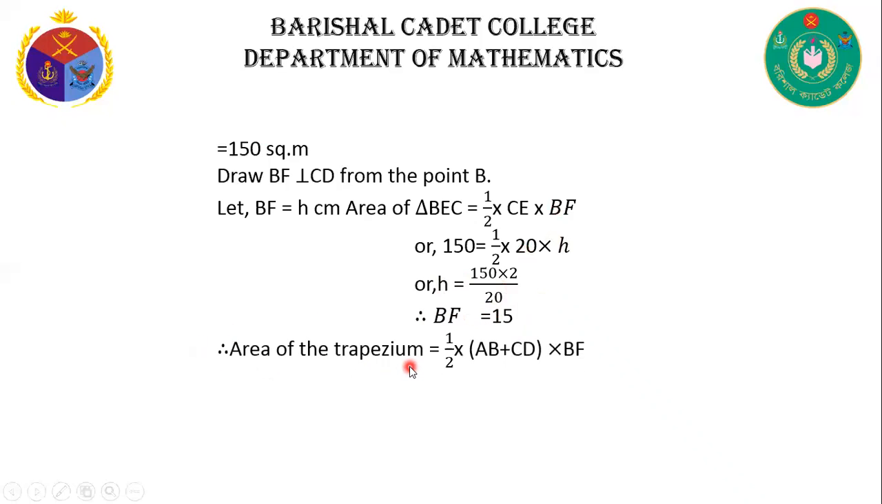So we know area of the trapezium is equal to half into sum of the parallel sides into height. We know AB and CD are the parallel sides, and we also found h is equal to 15. Now putting these values, we can write half into 41 plus 61 into 15. That means 765 square centimeter. This is our required answer, the area of the trapezium.